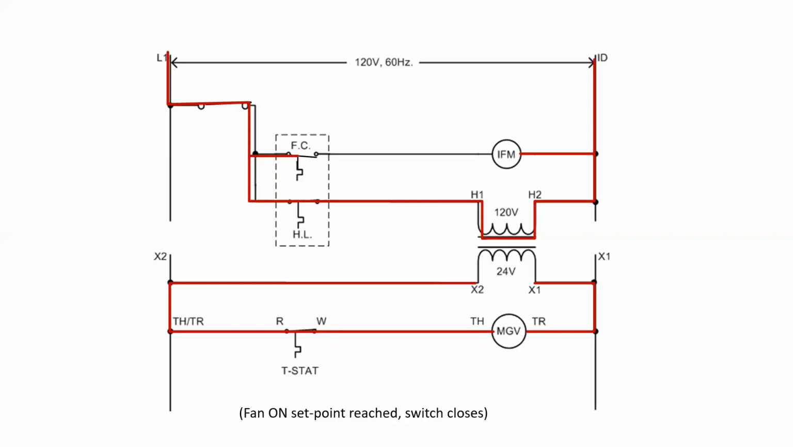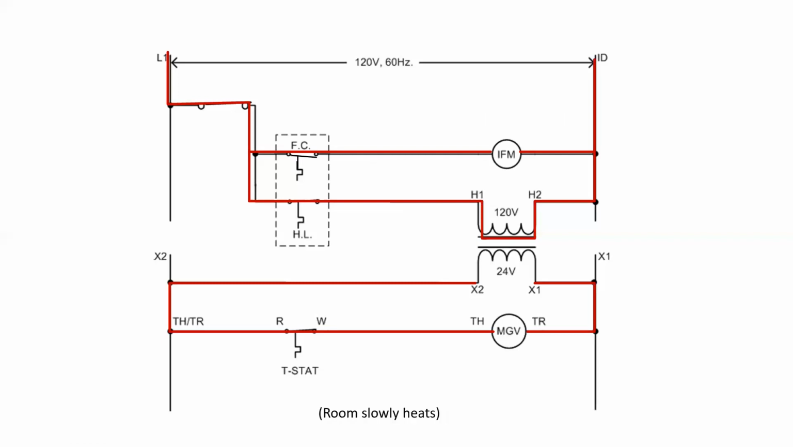Eventually, we reach the fan on heat setting in the fan control switch. This then closes the circuit to the main blower fan, and this causes the blower fan to energize and start blowing heated air throughout the building.